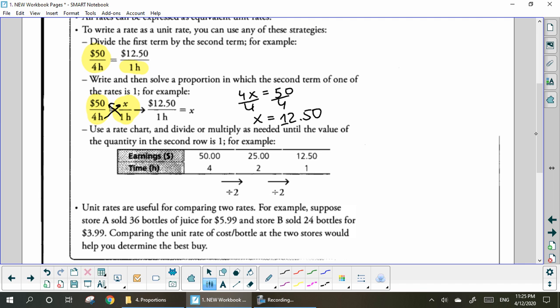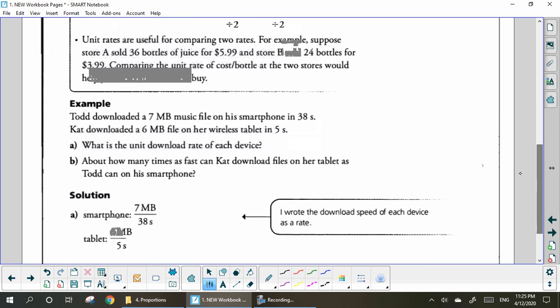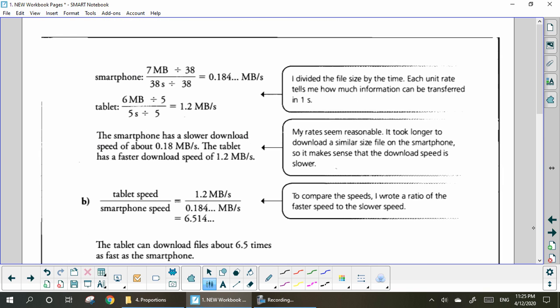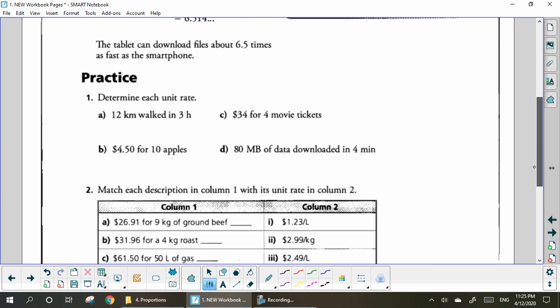So we're going to go straight into the examples. You can see how useful this is. There are some examples here, but we're going to go to the practice questions on the next page. So here we go. Question 1: determine each unit rate. We have 12 kilometers walked in 3 hours. 12 kilometers seems like a lot, but it's over 3 hours. So to get a sense of how far this really is, we're going to find out how much you walked for 1 hour.